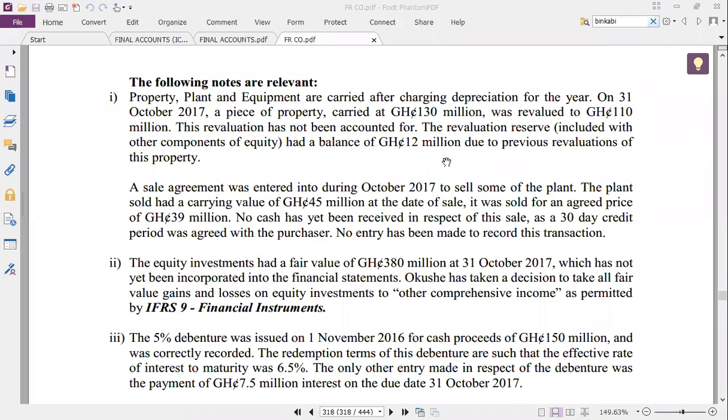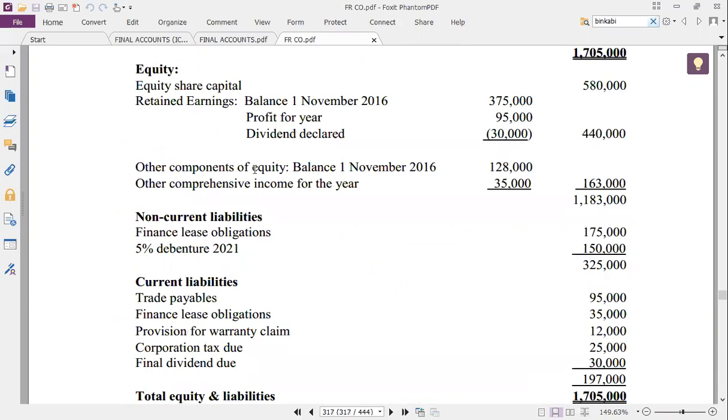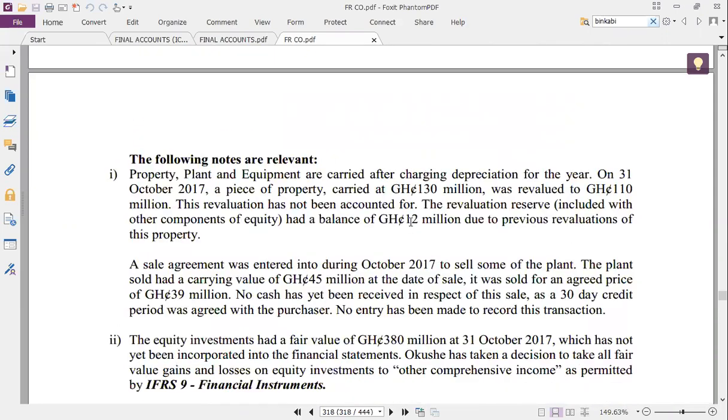In the statement of financial position, please, and please again, kindly subtract it from the other component. The examiner told me specifically it is included with the other component of equity. So come and subtract from this 120,000, and it ends there, you are done. Do not hit it against the 35,000. That's all. Let's move on.